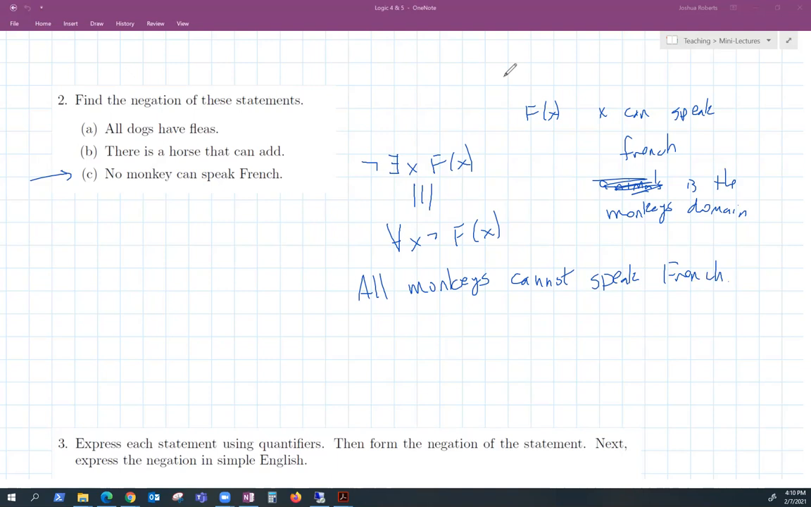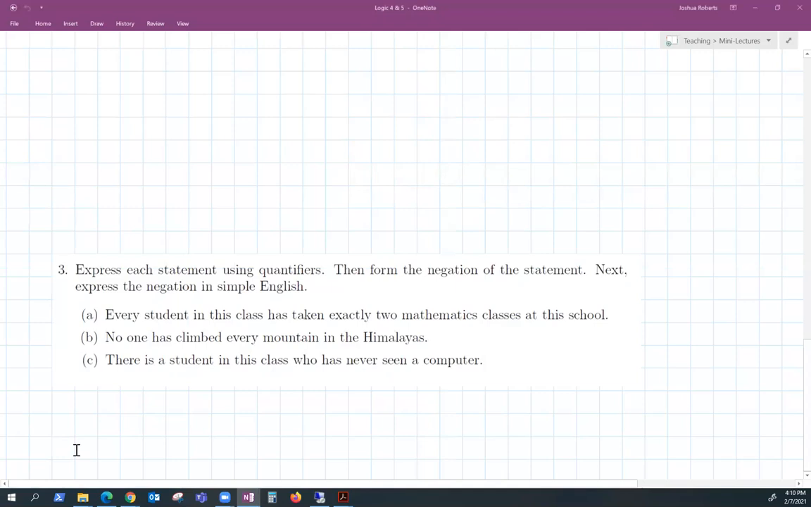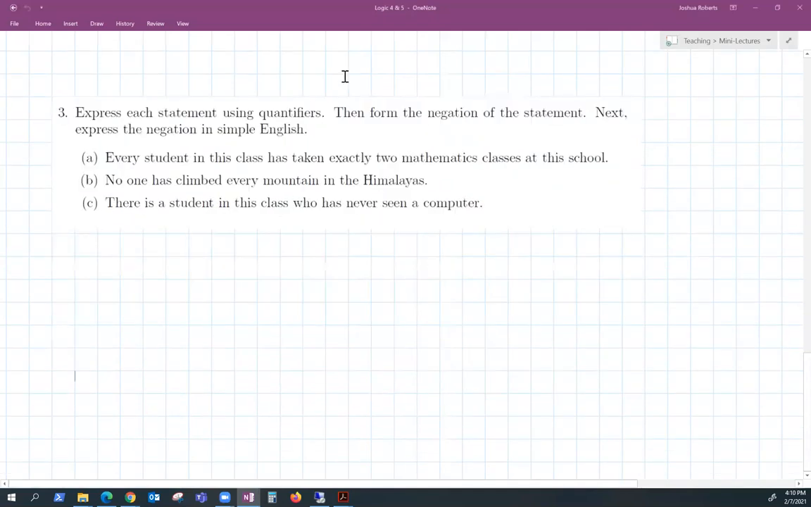And then now moving on to the real last set of problems, we have some statements using quantifiers. We want to form the negation and then write the negation in simple English. So the first one is, every student in this class has taken 2 math classes at this school. No one has climbed every mountain in the Himalayas, and there is a student in this class who has never seen a computer. We're going to just do part C for this one. So there is a student in this class. We could write that as there exists an X who has never seen a computer.